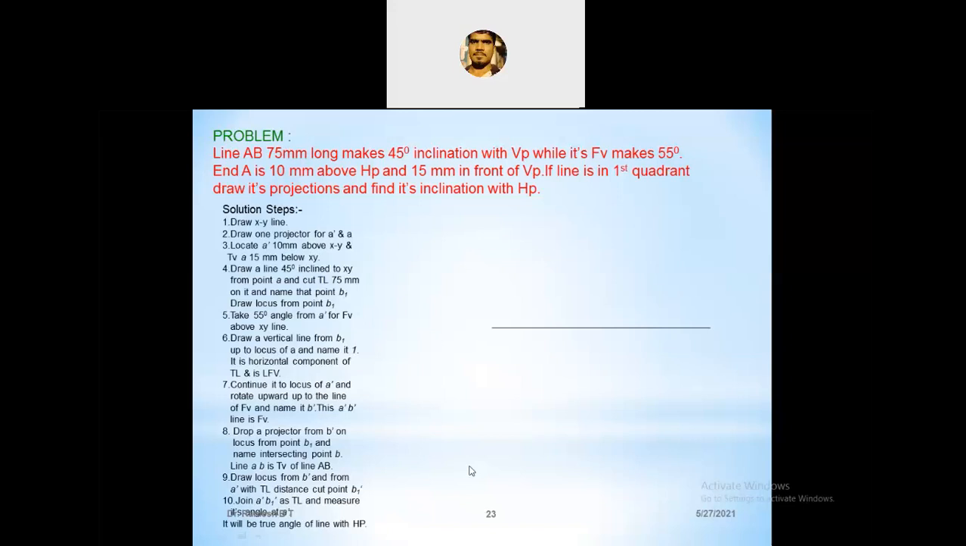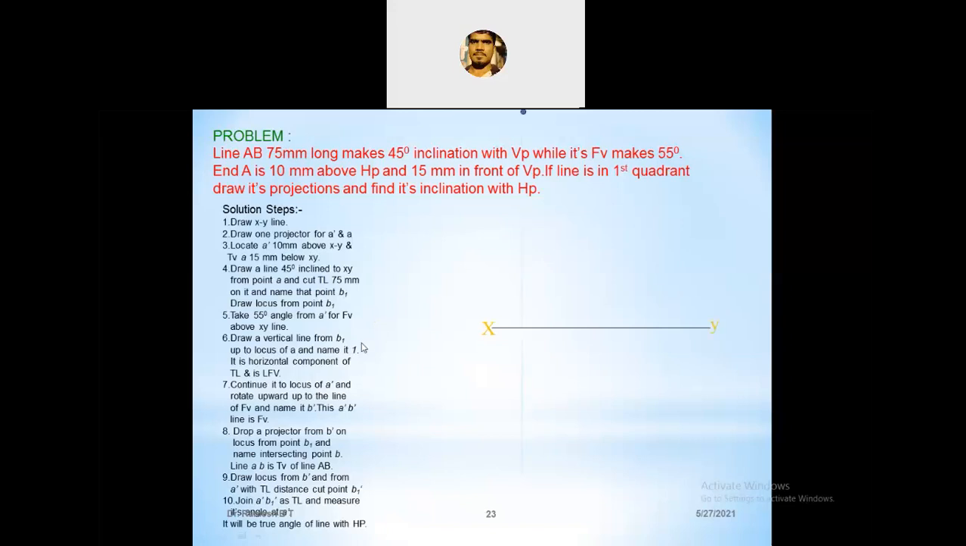At that point, mark B1 and draw the locus of B1. Next, take the 55 degree angle at A dash in the front view and draw the XY line, and draw the vertical line from B1, that is the projection up to that fixed point. Then take that as the radius and draw an arc. Continue with the locus of A dash and rotate upward, and it becomes B dash. Then A dash and B dash is the front view. And similarly do it for the top view.